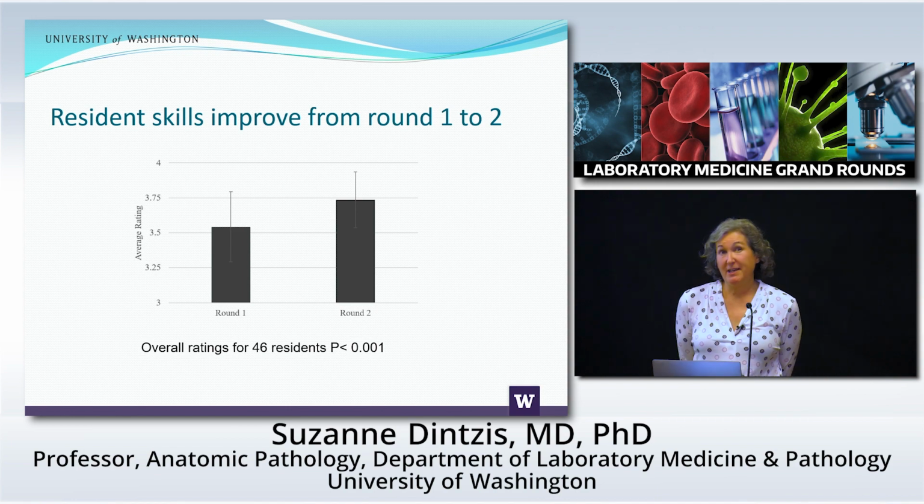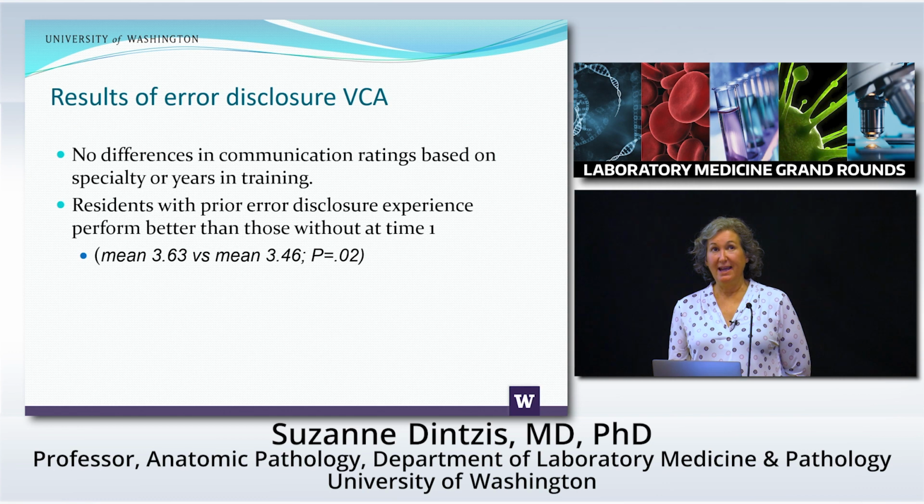So the overall ratings for the 46 residents that did both pre and post testing improved from round 1 to round 2 with a pretty good p-value. And there were no differences in ratings based on the specialty or the years of training. The thing that mattered the most was prior exposure to error disclosure. So those residents who had had prior experience did better at time 1 than those that didn't.